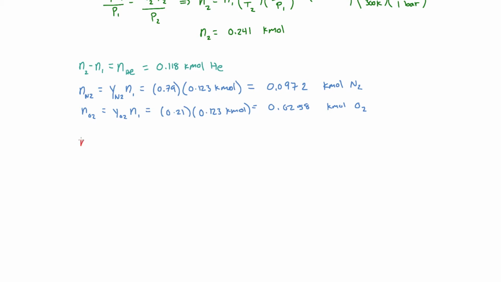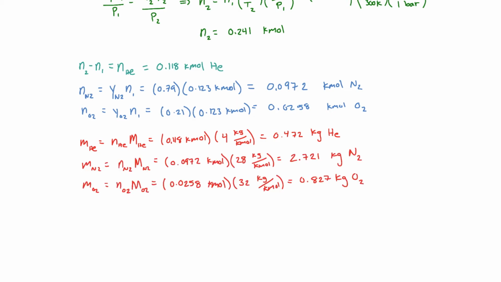So to find the mass of helium, all we have to do is take N He, or the number of moles of helium, times the molar mass of helium. And that'll provide 0.472 kilograms of helium. And then we repeat the process for nitrogen and oxygen. So these are the values you get when you plug these numbers into your calculator. So our goal was to find the mass of each component, and here are the masses.